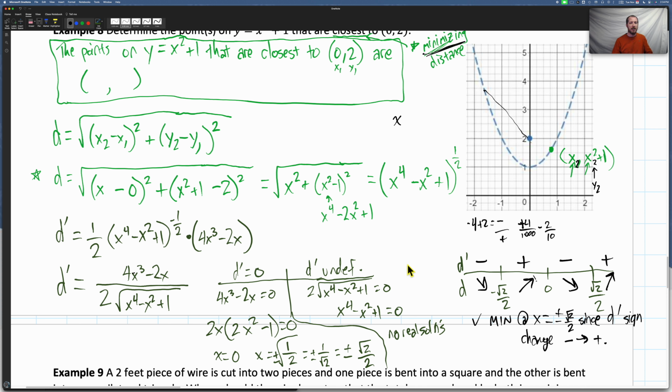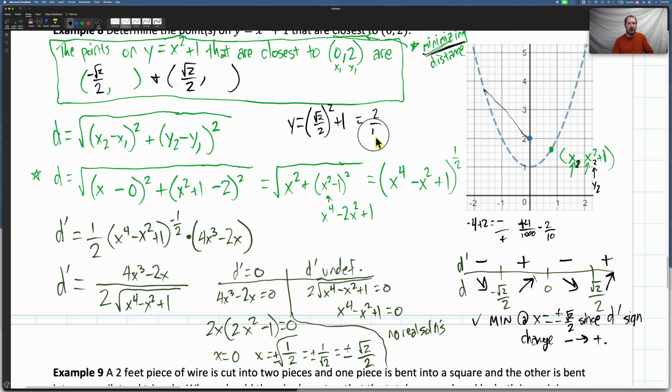All right, good. So that means our x values are negative root 2 over 2 and positive root 2 over 2. We still need to find our y values. So let's plug that into our x squared plus 1. y equals x squared plus 1. Let me get rid of this x here; we didn't use that. Okay, square that.